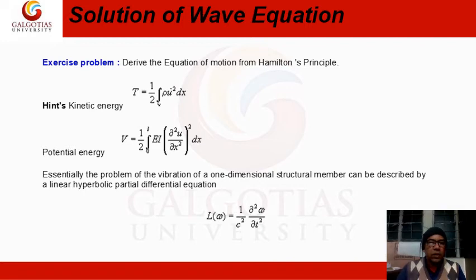So here rho is taken, that means mass per unit volume, and u dot is the velocity, and velocity squared, and you just integrate it. So the kinetic energy of that will be half into EI, del u upon del t, del 2 u upon dx squared, whole squared dx, and the potential energy.